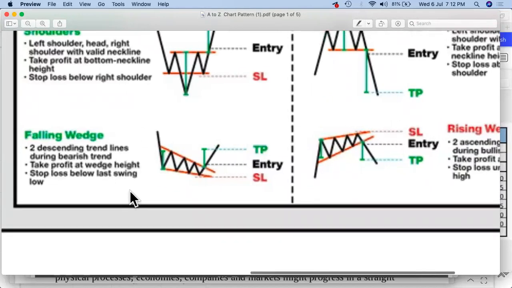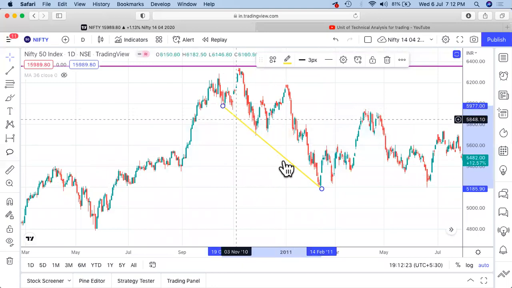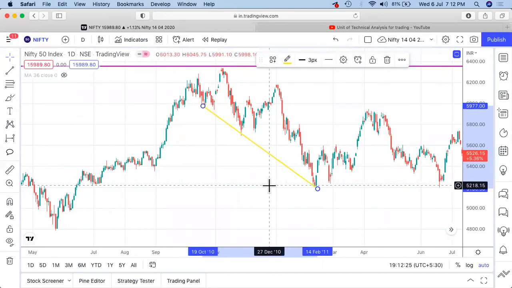Falling wedge again is the same part. Generally it's the triangle which is there. In the rising wedge it has been in an upward direction. Here it has been in a downward direction. So it's more of a fall, and that's why the wedge is being formed in that way. So the example is, probably this is the one best example that you'll be finding.